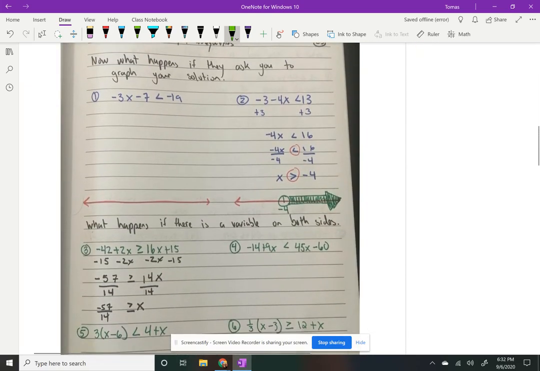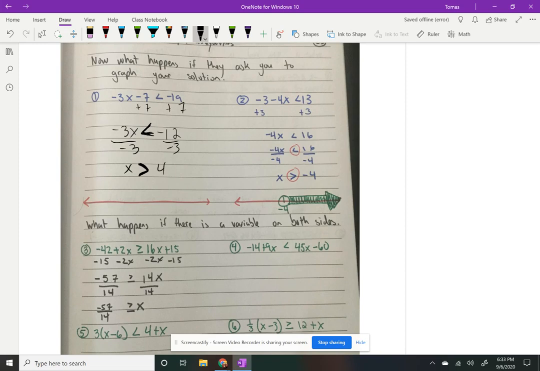Here's a couple of examples. So let's do this one. Let's solve for x. We add 7 to both sides. So now we have negative 3x is less than negative 12. Divide by negative 3, divide by negative 3. Because we divide by a negative, the sign flips. It says x is less than, so now it's x is greater than, and this would be 4.